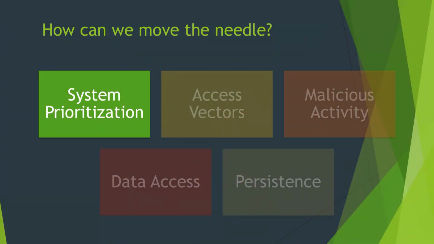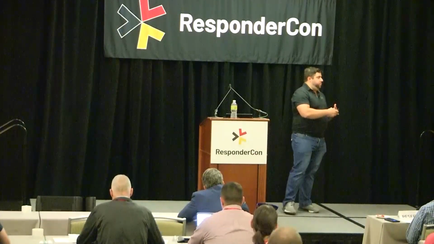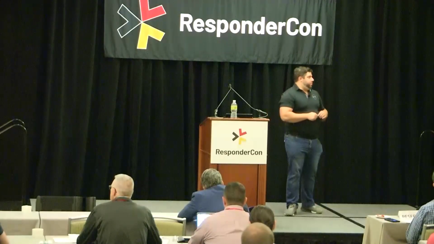So moving on to some access vectors. The three big ones: phishing, RDP, and then web vulnerabilities. Phishing, when it comes to host-based indicators for phishing, well, you're kind of stuck with digging through PSTs. There are obviously tools out there that can help with that. You can go pull PSTs manually if you have to.